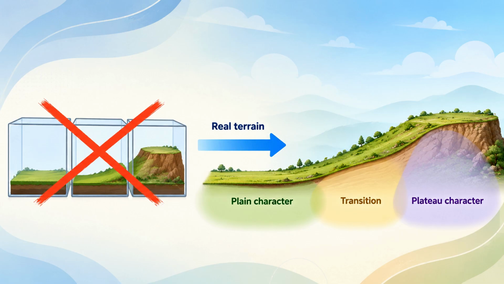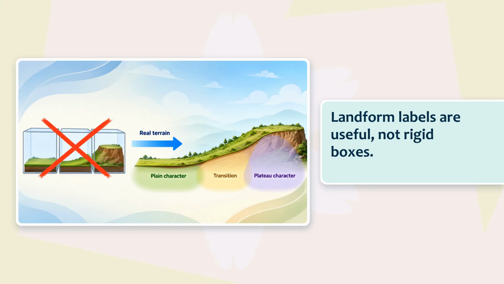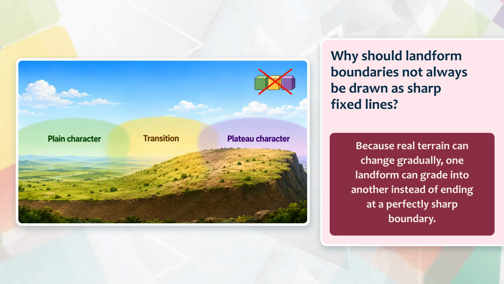Landform categories help us describe patterns, but terrain is continuous. Gradual changes in height, slope, and surface shape can create a transition rather than a perfectly sharp boundary. This explains why boundaries can look gradual. Landform labels are useful, not rigid boxes. Real terrain may pass through a transition between familiar forms. Use the soft middle zone as your clue.